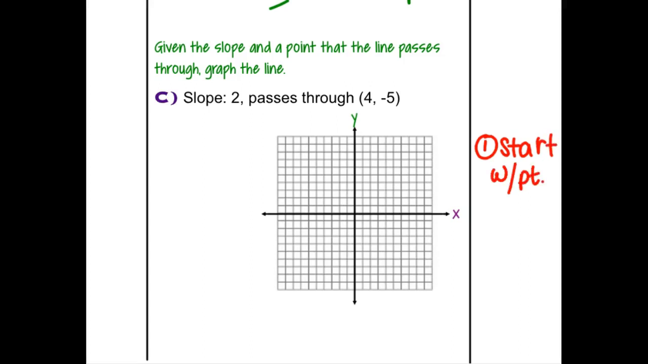So we start there and we say 4, -5. That means I'm going to go to the right 4, 1, 2, 3, 4, and down 1, 2, 3, 4, 5. And then from there, we use our slope of 2. Remember, we got our rise over our run, but unfortunately, we just have a 2. So we have to turn it into a fraction, which is 2 over 1. So from this point, we go up 2 over 1, up 2 over 1, up 2 over 1.